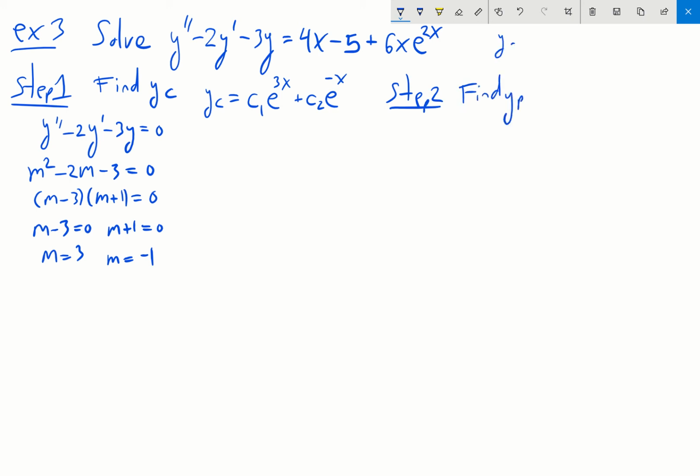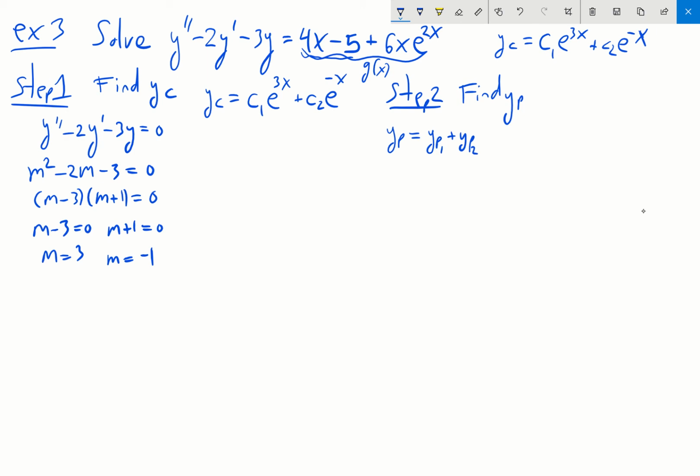Just to save some space, let me write the complementary solution up here, so we can look back at it later. To find y sub p, we want to take a look at the function g of x. The entire function g of x, if we break it down, is made up of a couple of different pieces. So let's think about the y particular as being itself a couple of pieces as well. The first part, 4x minus 5, is a linear polynomial.